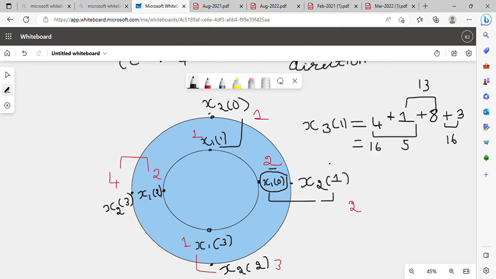And now if you take x3 of 2, for x3 of 2, I am going to get all the things the same.